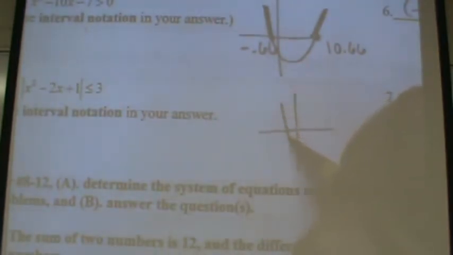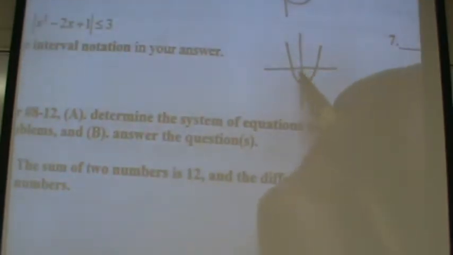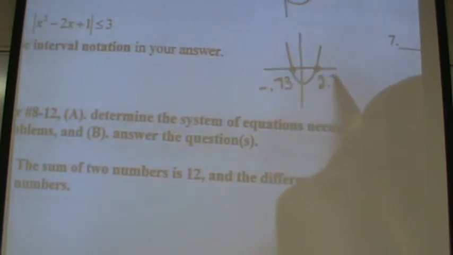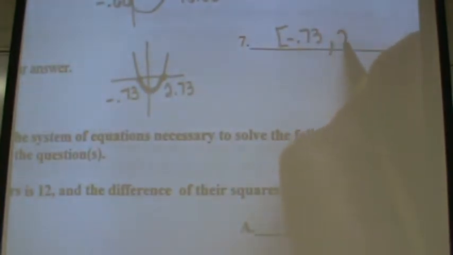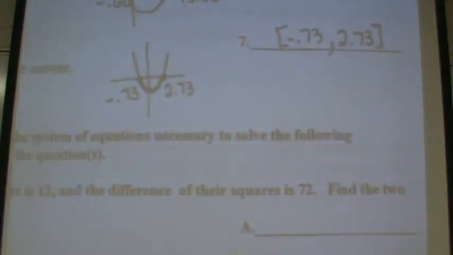For number 7, when you type this one in your calculator, someone give me the 2 critical values. You get a parabola. This is a negative what? Anyone get this one? Negative 0.73. What's this one? Thanks. So this one is less than, it's this piece right here, underneath the x-axis. And we're gonna use brackets. Okay?